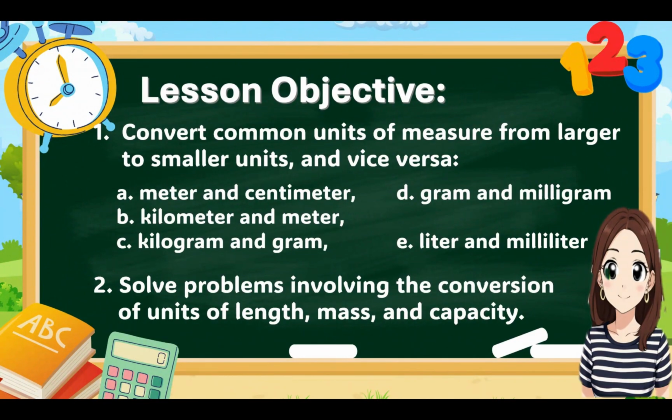Our general lesson objectives for the week: convert common units of measure from larger to smaller units and vice versa. Letter A, meter and centimeter; B, kilometer and meter; C, kilogram and gram; D, gram and milligram; E, liter and milliliter. Number 2, solve problems involving the conversion of units of length, mass, and capacity.